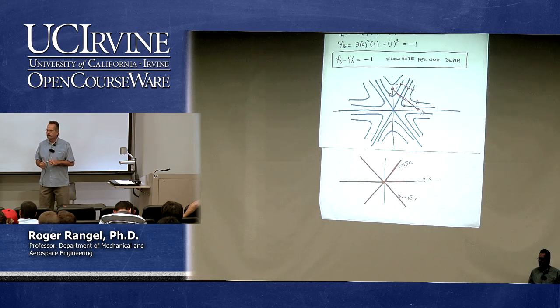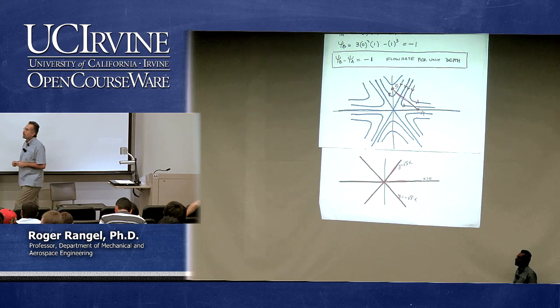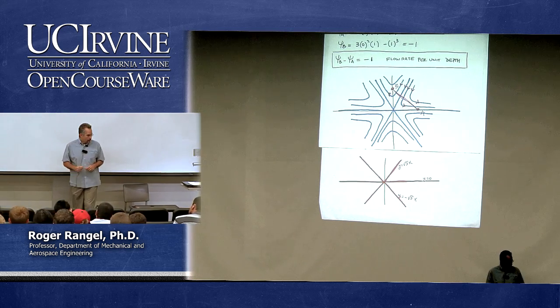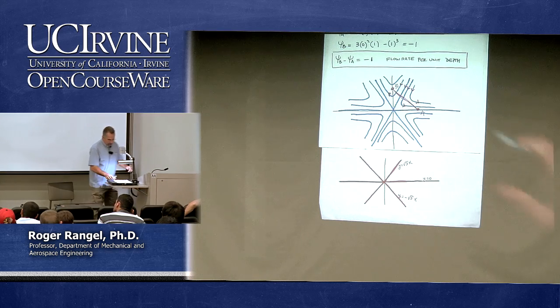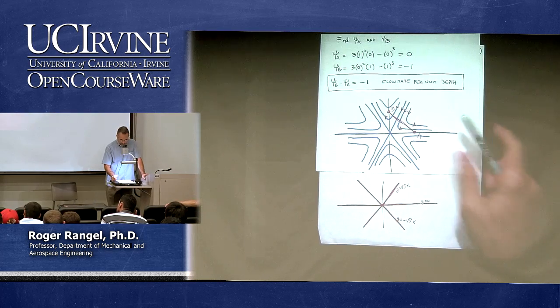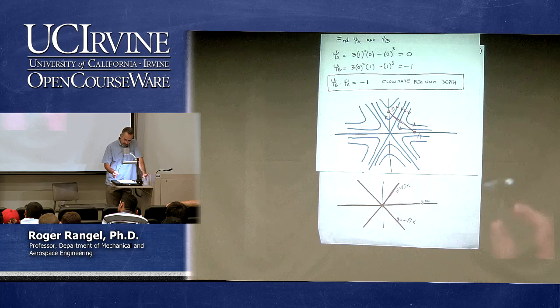Does anybody have a question? Yes? What happens to the center streamline if you cross it down with the origin? Yeah, well, it doesn't really cross. So there are several ways in which this could be interpreted.